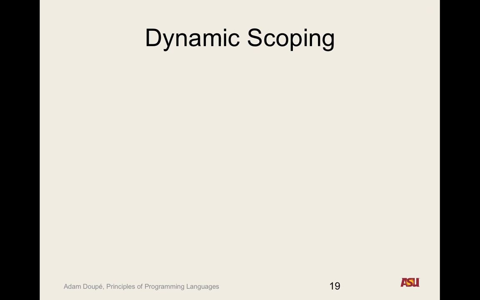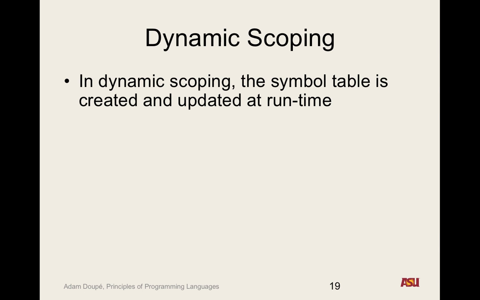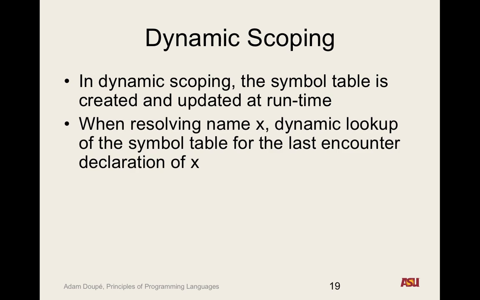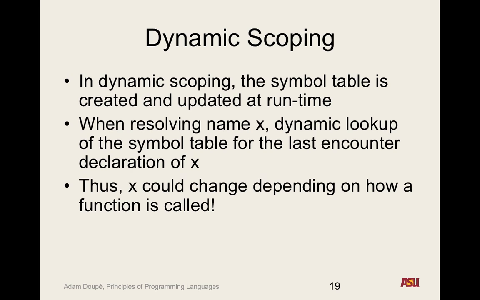So then we look at the flip side, dynamic scoping. As we said, the symbol table is going to be created and updated at runtime as the program is executed. So when we want to resolve some name, let's say X, we have to look it up in the symbol table for the last encounter of that declaration with the name X. And that's what we're going to refer to. Because of this, X could change depending on how a function is called.